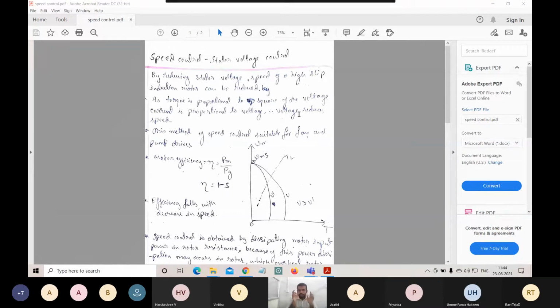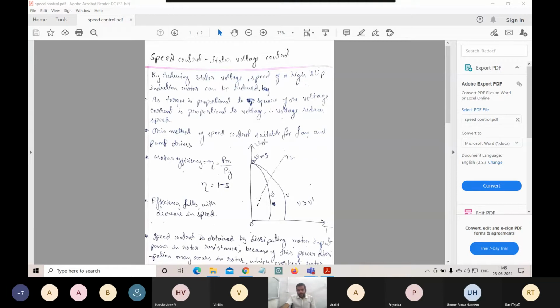So by reducing the torque, we can reduce the speed. How to reduce the speed? By reducing the torque. How to reduce the torque? By reducing the voltage. We have the relationship: torque is directly proportional to V squared. So if you reduce V, automatically T will be reduced, and if you reduce the torque, speed will be reduced. That we can obtain by using this relationship.